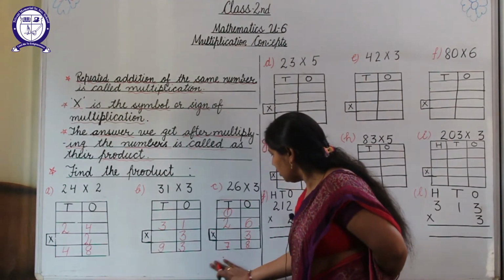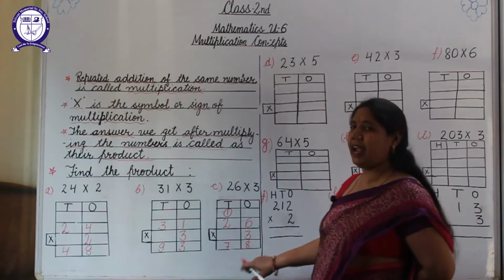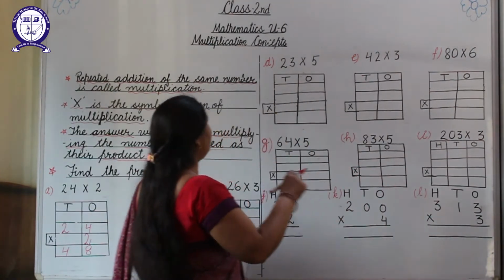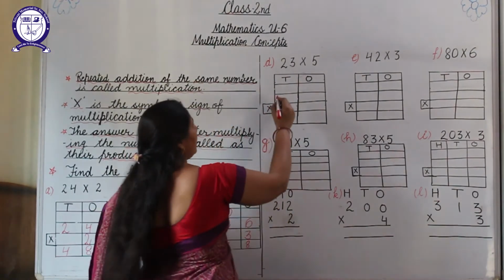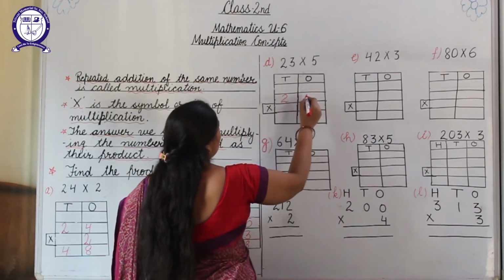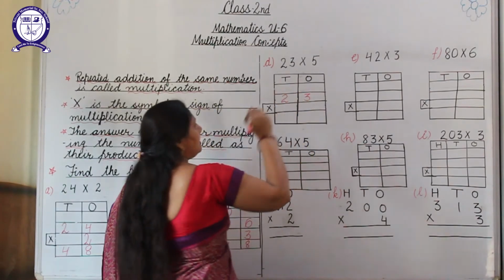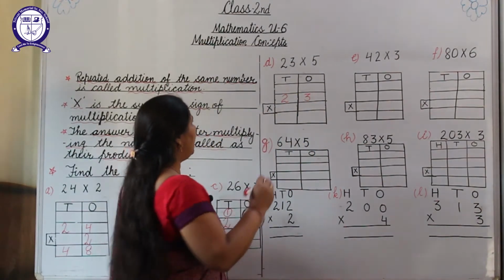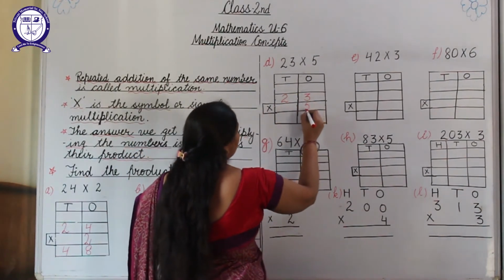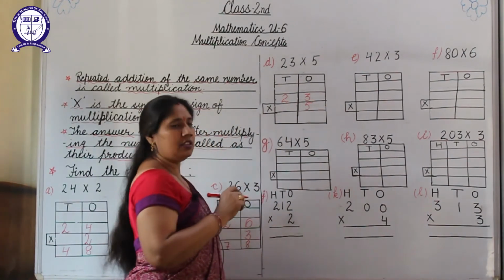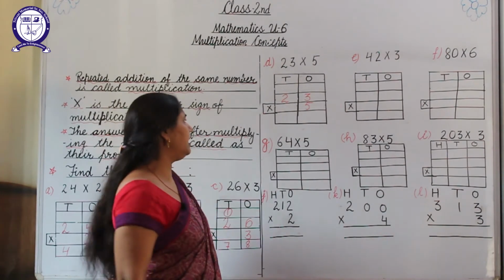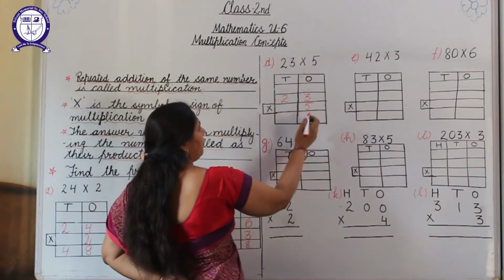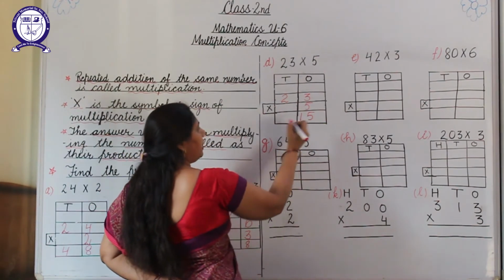Okay students, so our product is 78. Come to the next question: 23 multiply by 5. Firstly we have to arrange in columns, 2 tens, 3 ones, and multiply by 5 like that. So firstly we have to multiply by the ones digit. 5 threes are 15. We have to write here 15 like this.